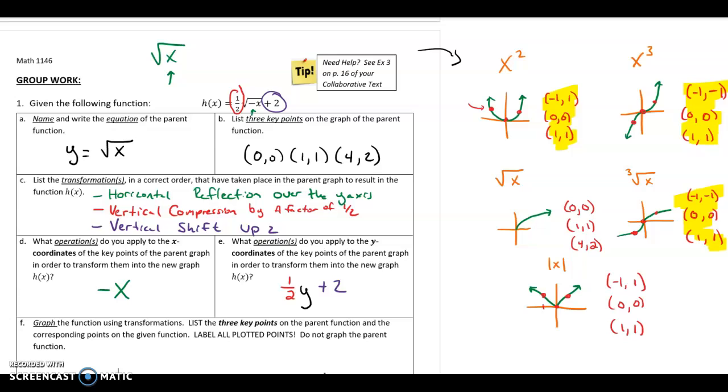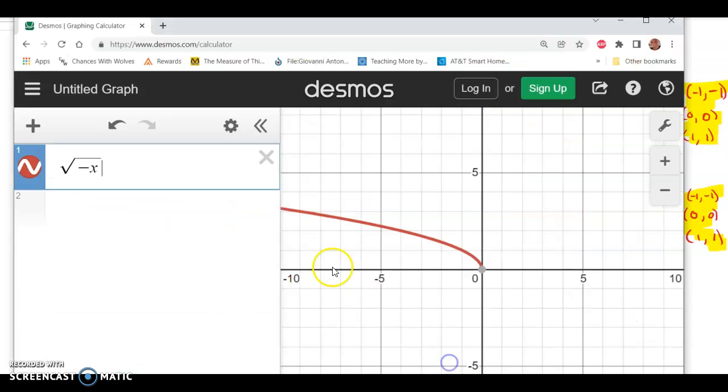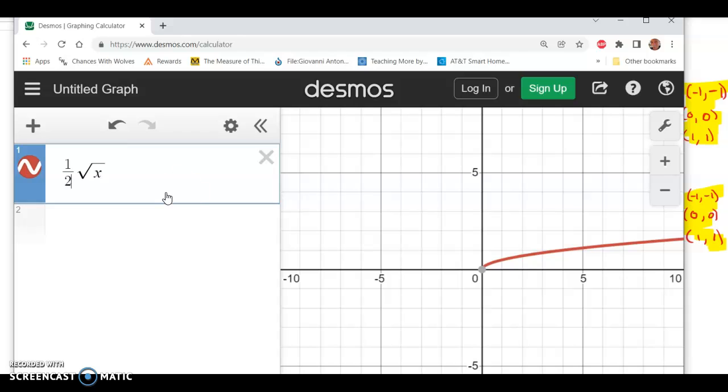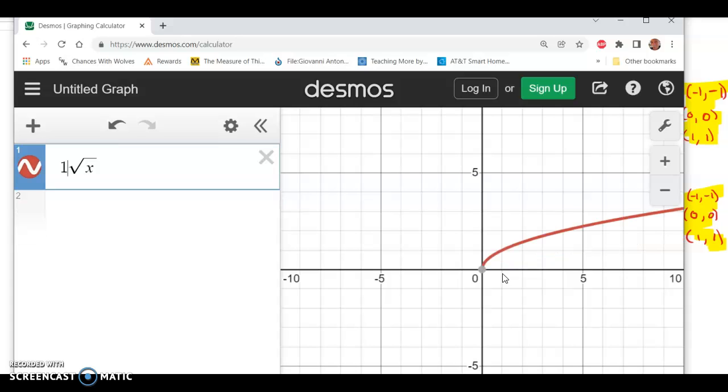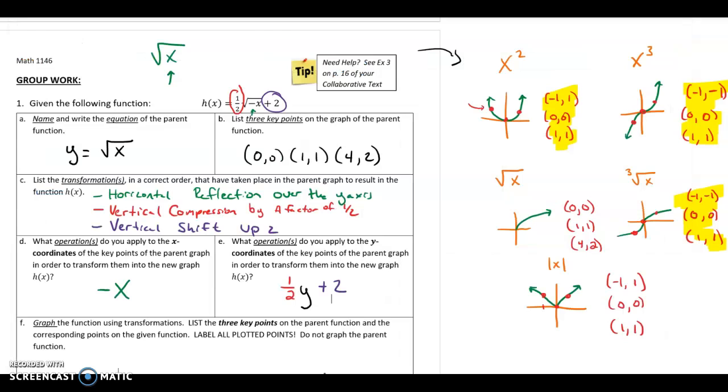And just quickly to show you, I'm going to go back. I like to show you these independently and graphically. So look at what happens if I put the 1/2 there. You can see that it flattens this graph out vertically. It compresses it vertically. So that 1/2 applies that vertical compression. And then you can see if I put a +2 on the outside, it just picks that graph up and moves it 2 places.